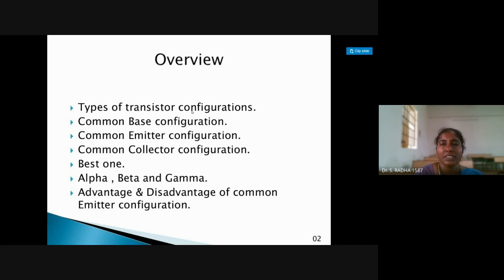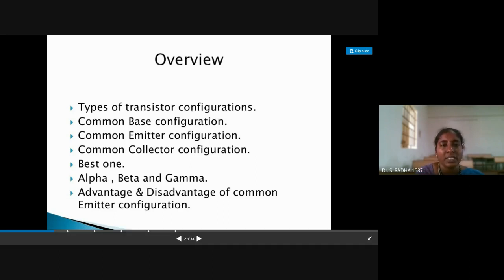But in MOSFET and JFET, it is a unipolar device. That is, UJT means unijunction transistor. Only majority charge carriers help in the current flow. But in BJT, bipolar junction transistor, both majority and minority charge carriers help in the current flow.